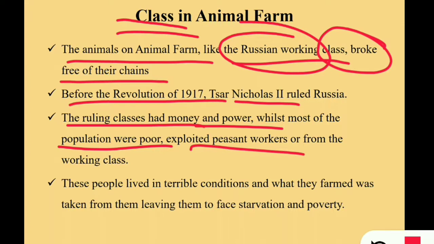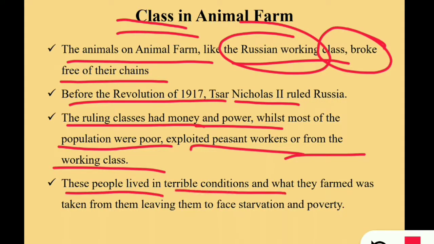peasant workers or from the working class. These animals lived in terrible conditions and they farmed their farm. What they farmed was taken from them, leaving them to face starvation and poverty.